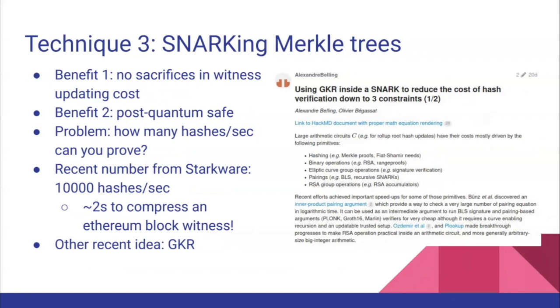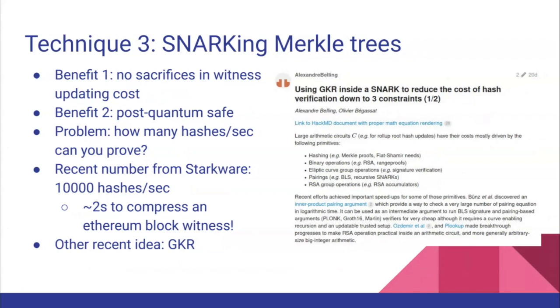So basically, SNARKing Merkle trees just assumes that your data structure is going to be a Merkle tree at the base. And Merkle trees are nice because, if you update one item, then it's obvious you only need to update log n things, and so updates are cheap. And then if you have a Merkle proof, then you just compute a SNARK over the Merkle proofs. So benefit one, no sacrifice in witness updating cost. Benefit two, post-quantum safe if you're using a STARK.